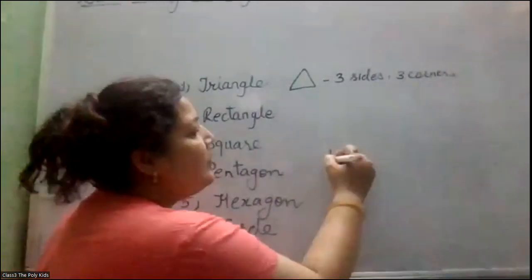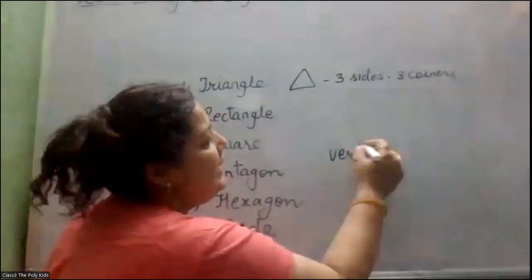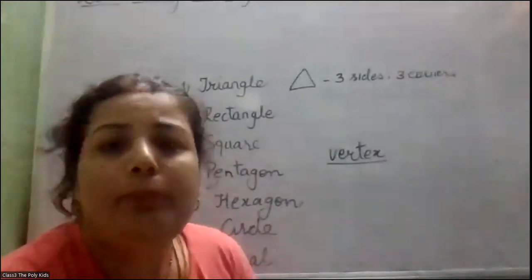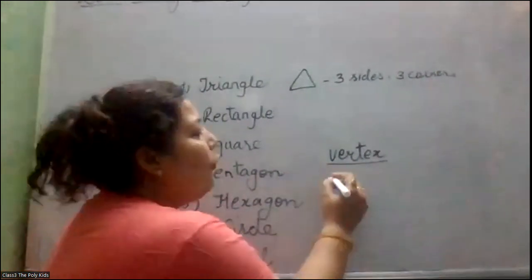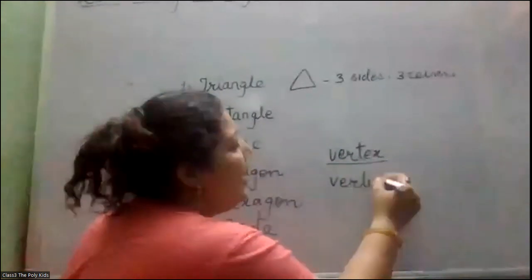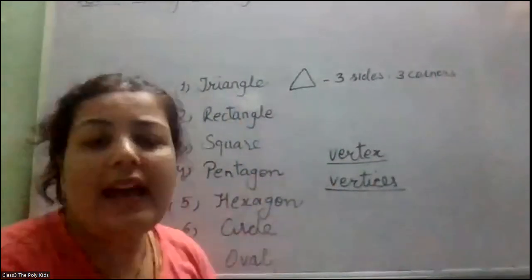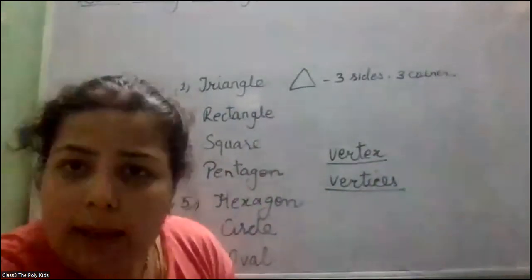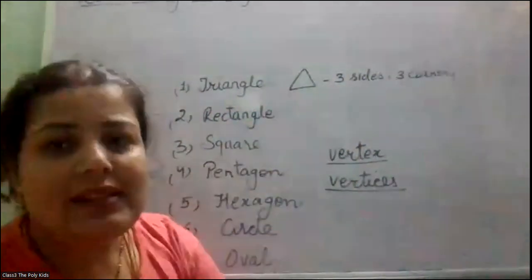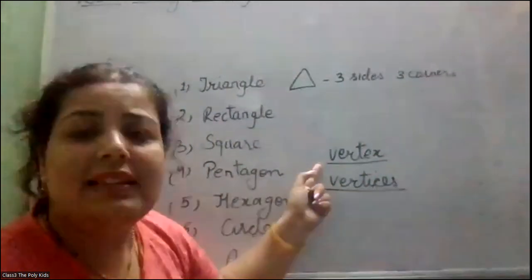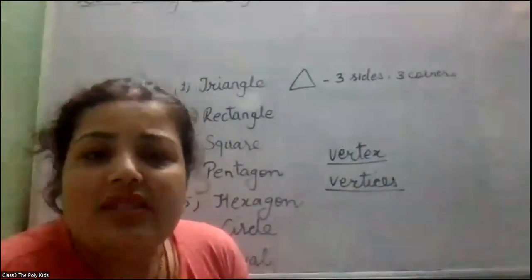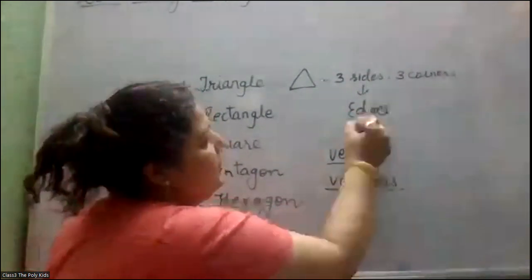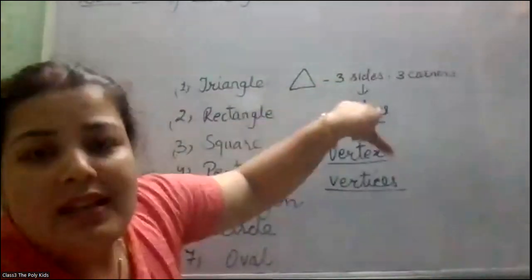Vertex, right? V-E-R-T-E-X, vertex. And what is the plural of vertex? The plural form of vertex is vertices. V-E-R-T-I-C-E-S. That is the plural of vertex. Okay? We will say corners and vertex also. And what are the edges? The edges mean sides. Right? The edge and side are the same.